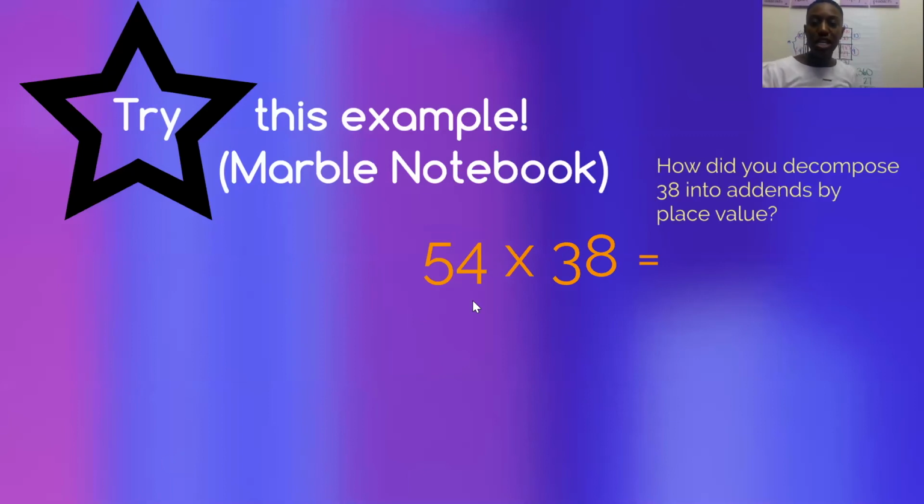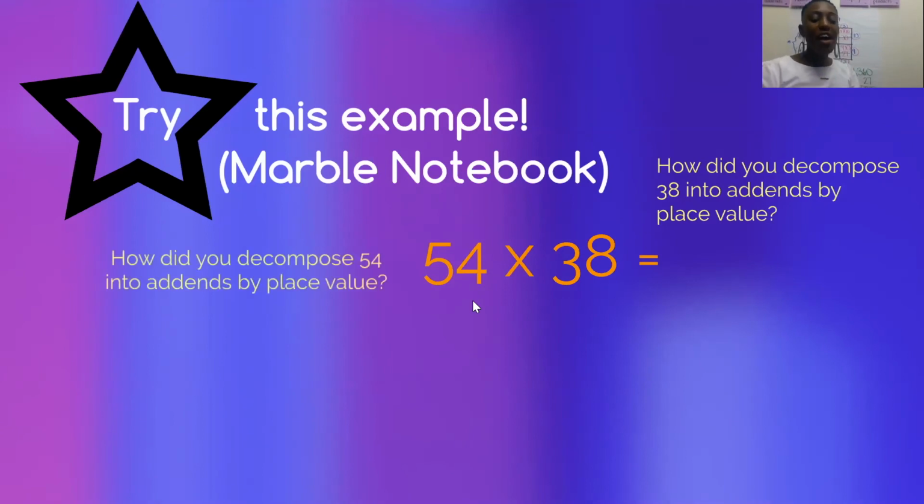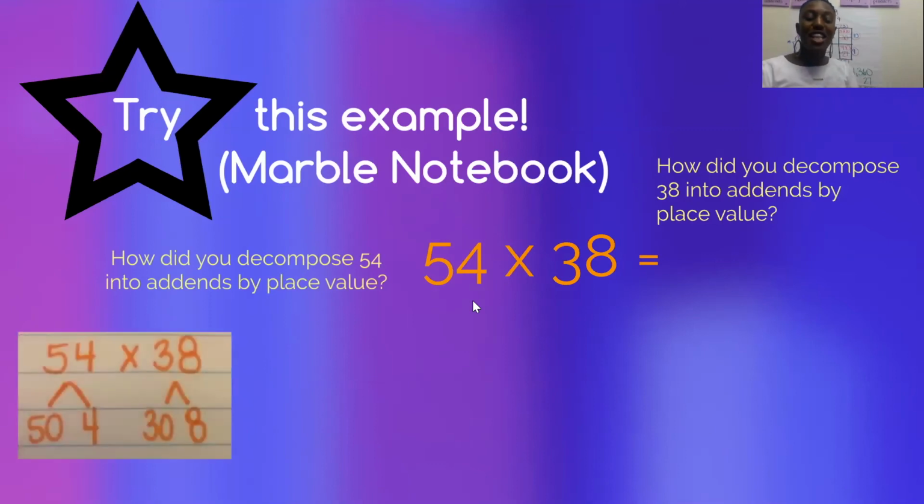How did you decompose 38 into addends? Let's do it by place value this time. Okay, I'm not going to show you anything yet. Let's move on to 54. How did you decompose 54 into addends by place value? Yes, good job. You decomposed 54 and you decomposed 38 so that your words look like this.